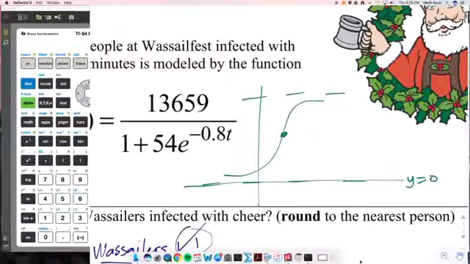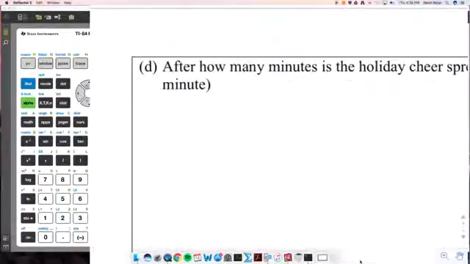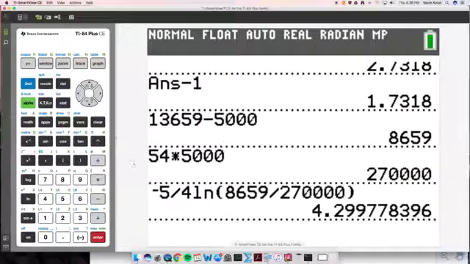That's when the graph is the steepest. So we need to figure out what half of 13,659 is. So I'm going to come over here first and do 13,659. I'm going to divide it by 2. And that's a job for the home screen, right?